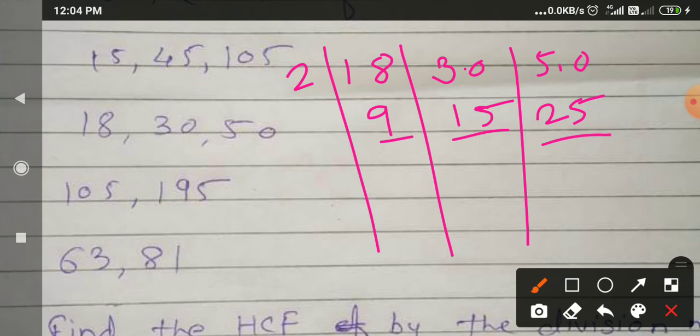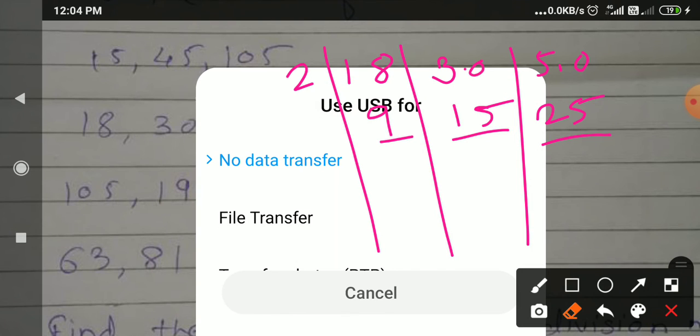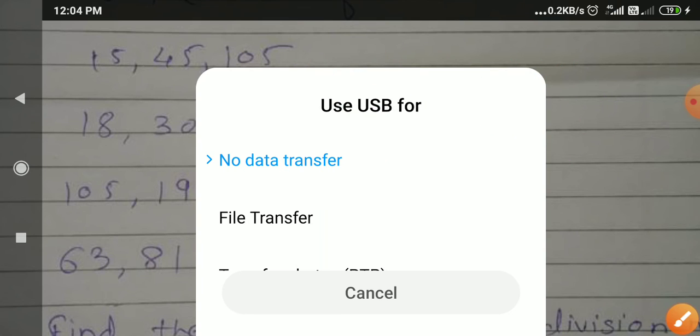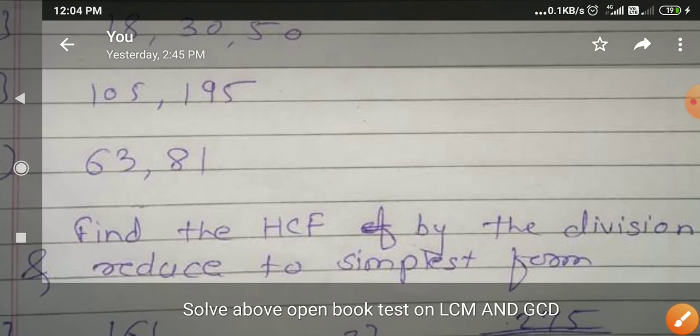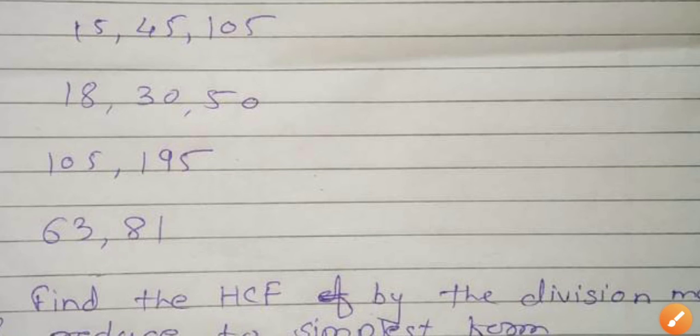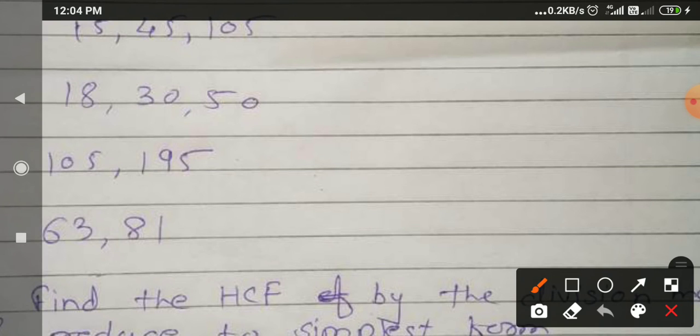So now we have to find the LCM. As I told you before, we have to multiply 2 into 9 into 15 into 25, and you will get the required LCM. So all of you do the multiplication, 2 into 9 into 15 into 25. You will get the answer. I gave you an incomplete example; just do the multiplication and solve it.